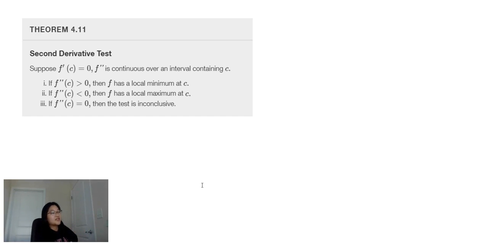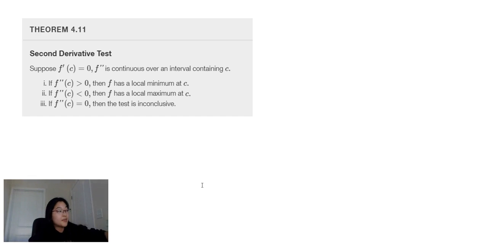The second derivative test is another justification for what the classification for extrema can be. So if we have f prime of c equals 0, and f double prime is continuous over an interval containing c. So that means that our derivative is 0, right? We have a critical value, and specifically one where we still have a second derivative. Because in order to have a second derivative, you need a first derivative, right? If our first derivative is undefined, then you can't take a second derivative of that. So we need f prime of c equals 0, that kind of critical point.